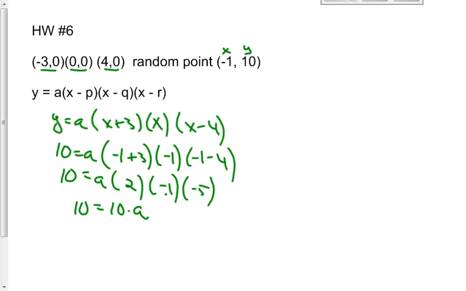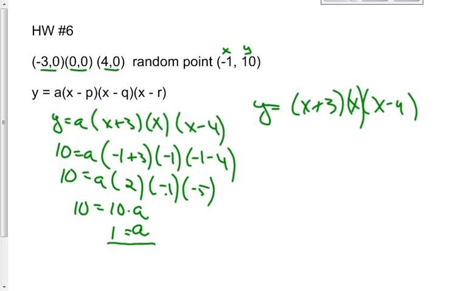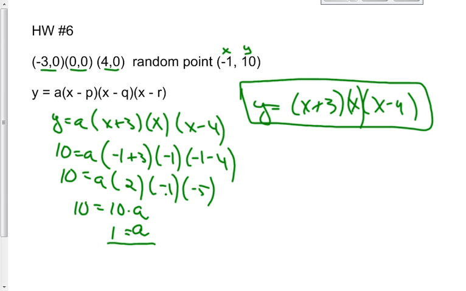It's always nice if you don't get a fraction. It doesn't happen all the time. This one is nice because we got just a plain 1 right there. Okay, so our equation in its final form will be y equals a, which was 1, and then your equation, x plus 3, x, and x minus 4. Okay, so that's it for writing equations if you've been given intercepts and a random point, and plugging them back in and coming up with your factored form for your equation. And as I mentioned, we'll talk about this in class tomorrow as well.